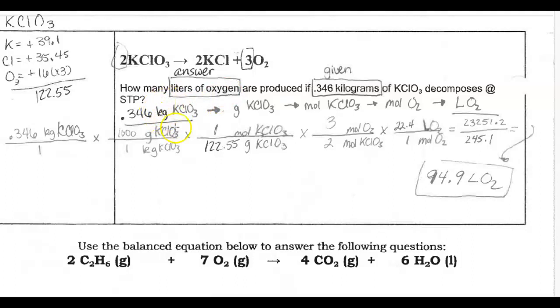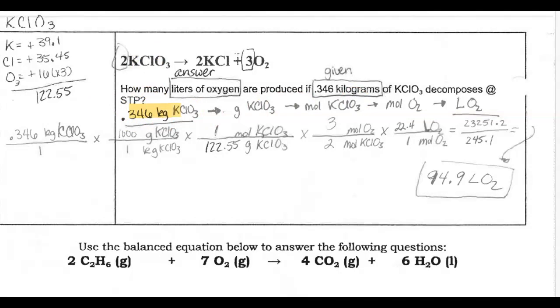So I'm going to have to go from kilograms of potassium chlorate to grams of potassium chlorate. Once I have grams of potassium chlorate, I can now go to moles of that same compound. And then when I have moles of that compound, I can convert to moles of another compound, moles of O2. And then for moles of O2, I can go straight to liters of O2 because that's a standard unit in our conversions. So that right there is our plan.